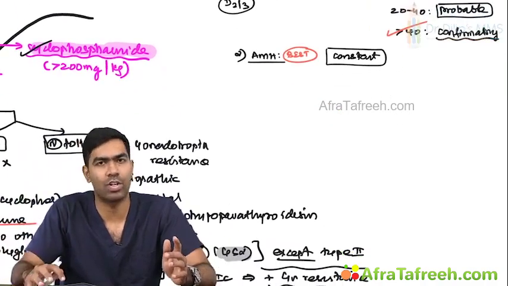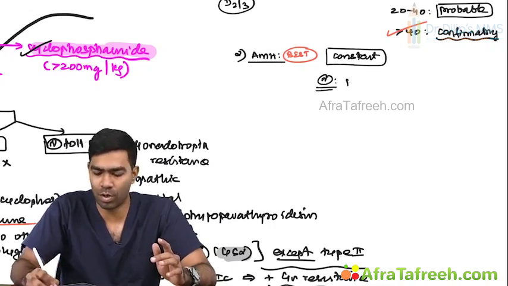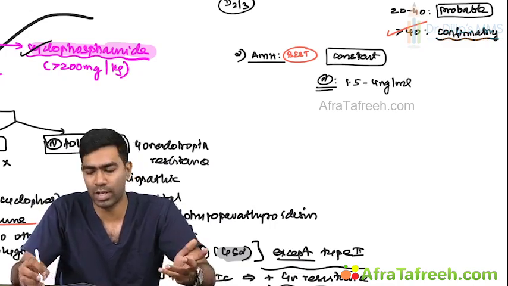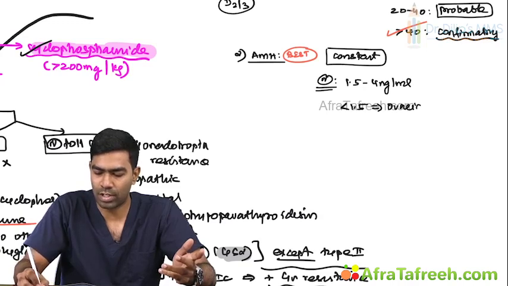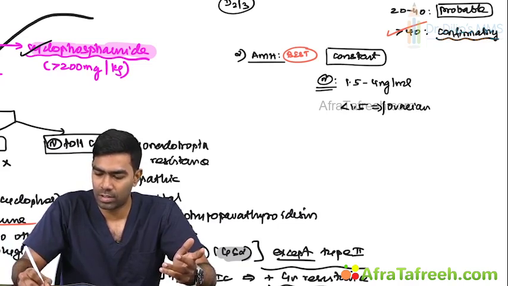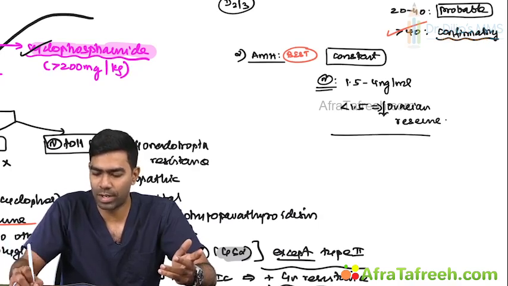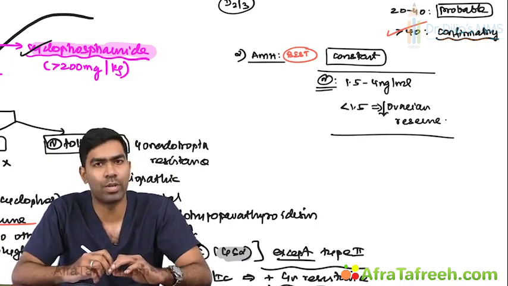There are no particular days for doing an anti-Mullerian hormone, and the normal value of AMH is somewhere around 1.5 to 4 nanogram per ml. This is a universal normal value. Anything less than 1.5 is suggestive of ovarian dysfunction. Anything less than 0.5 nanograms per ml is confirmatory and definitive for ovarian failure and reduced ovarian reserve.